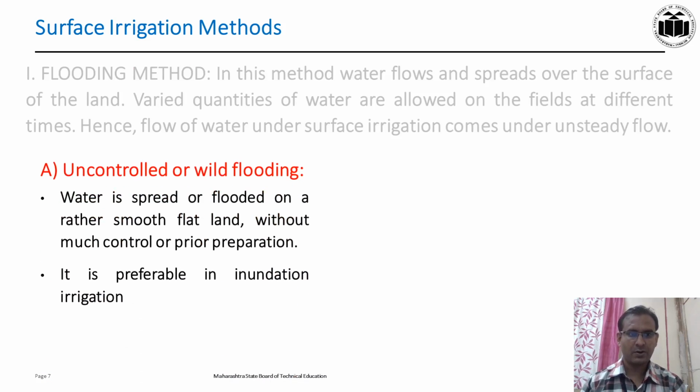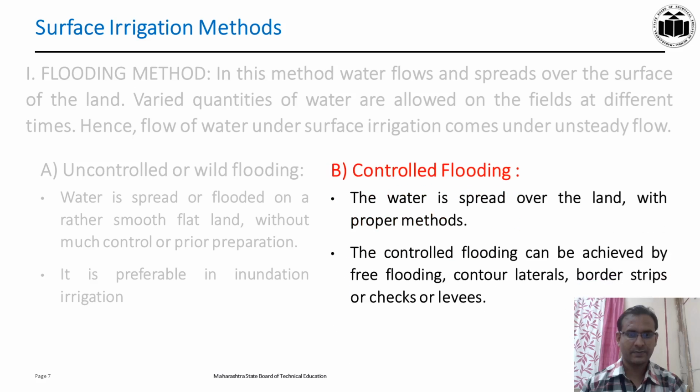A. Uncontrolled or wild flooding. Water is sprayed or flooded on a rather smooth flat land without much control or prior preparation. It is preferable in inundation irrigation. Second one is controlled flooding. The water is spread over the land with proper methods. The controlled flooding can be achieved by free flooding, contour laterals, border strips, or checks or levees.